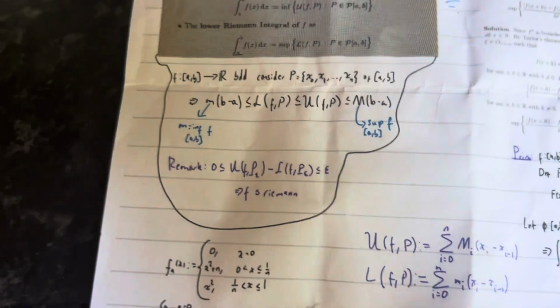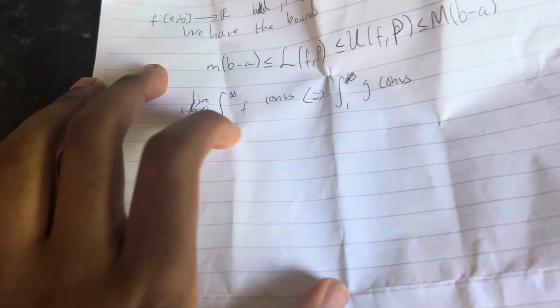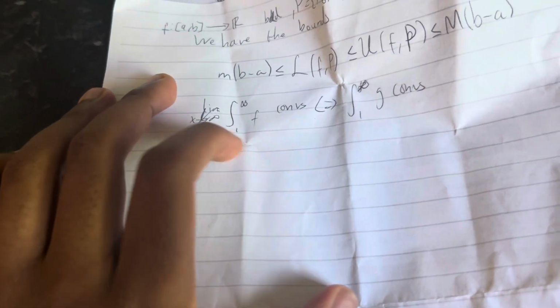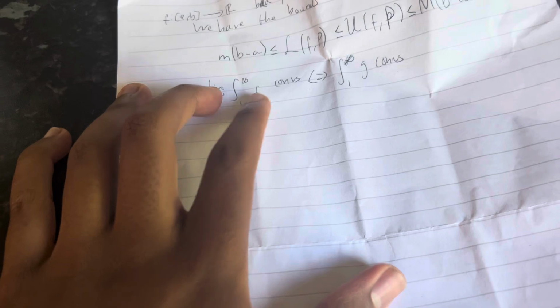Oh yeah, I did. Anyway, this was just for the limit comparison test. If you have f over g, and the limit equals 1, which it always does in this exam, then f converges if and only if g converges. Just want to remind myself of that. But back to the questions.